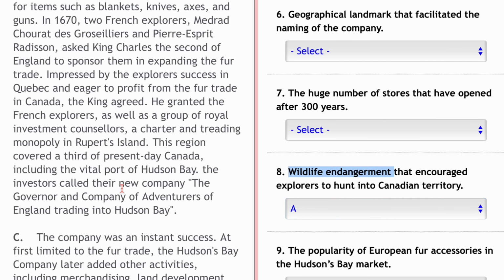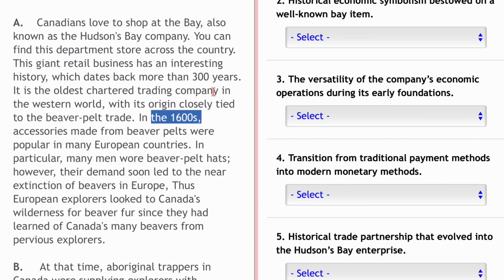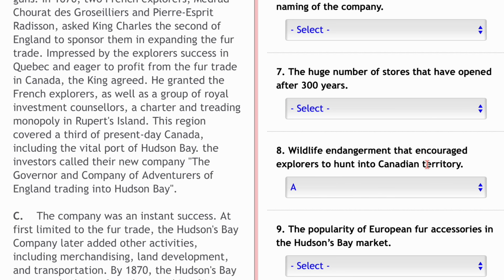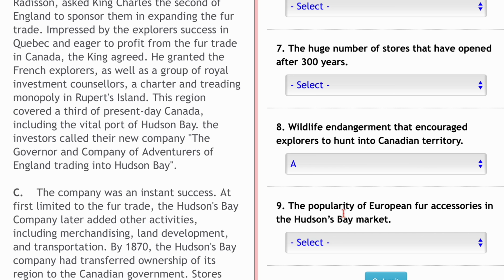Wildlife endangerment, we can connect that to extinction of beavers in Europe. So the beavers were endangered in Europe, or they were almost extinct, near extinction. So for that reason, it says European explorers looked to Canada's wilderness for beaver fur. Okay? So that's the reason why they came here. Well, one of the reasons. Okay, 9. The popularity of European fur accessories in the Hudson's Bay market.